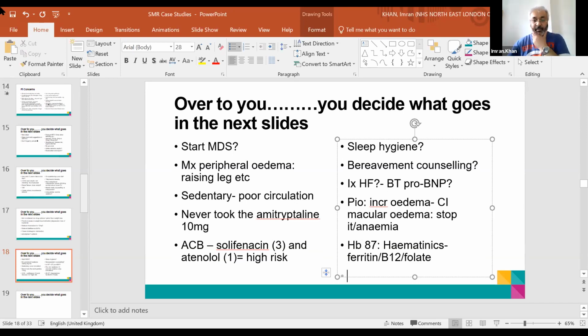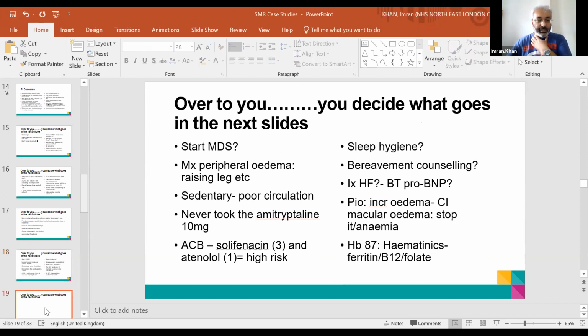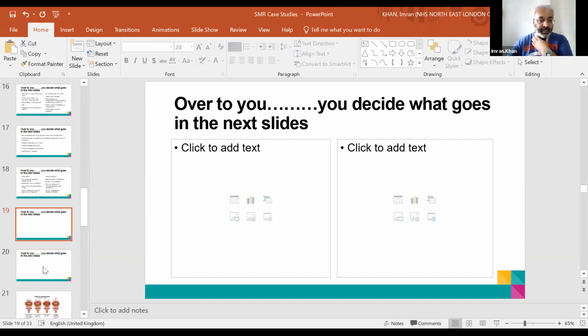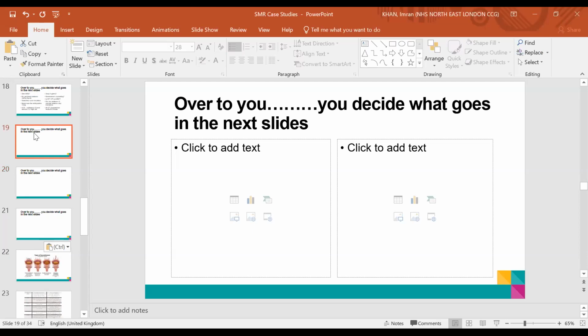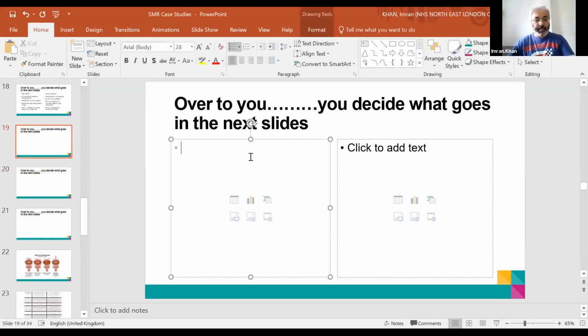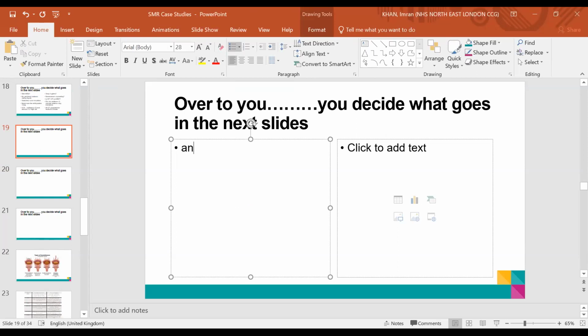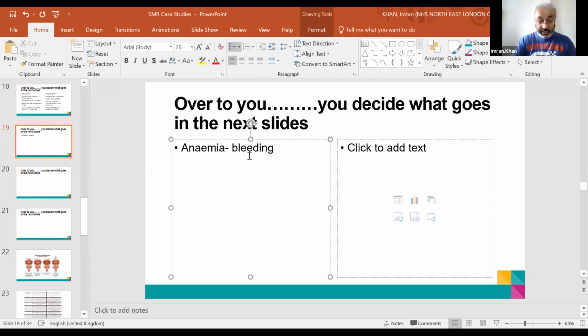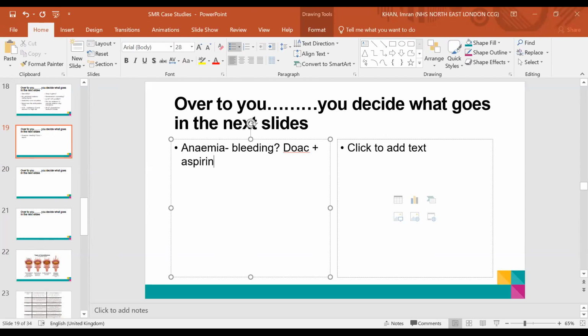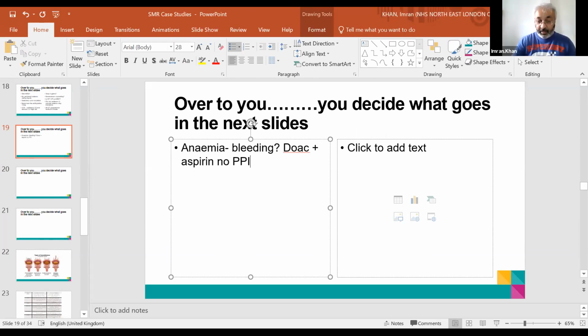In terms of the anemia, who would like to hazard a guess why this patient might be anemic? I think someone may have alluded to it before. Go on, what was it? Is she bleeding from somewhere? Has she taken the aspirin? Yes, she is taking the aspirin. So she's on a DOAC plus aspirin, and no PPI. Yeah, no PPI.